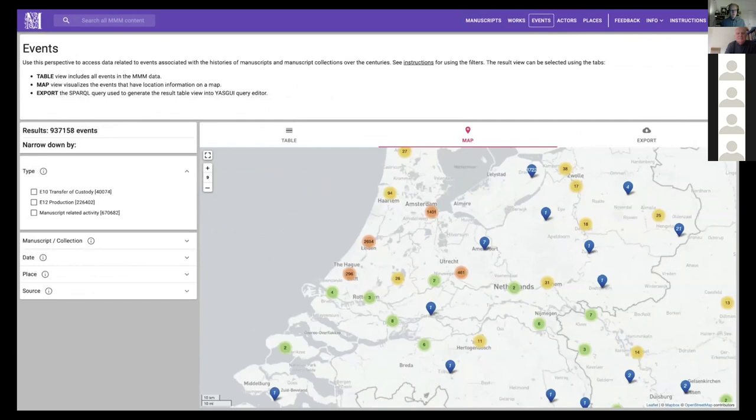So the events view shows around 940,000 events relating to the manuscripts and actors. Again, you have table view and map view. And this is starting to be already on the limits of the Sampo UI and well, user interface maybe in general for handling, as it has already almost a million events.